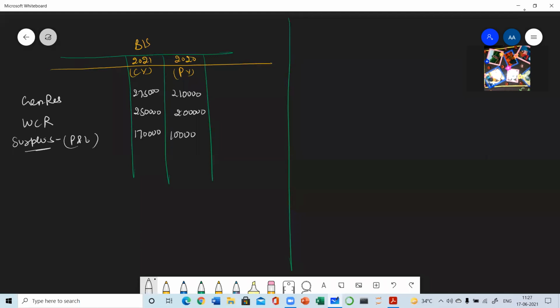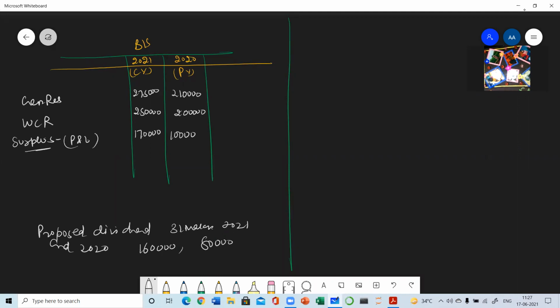Now few more figures are given. In the adjustment, it is given that proposed dividend on 31st March 2021 and 2020 are rupees 1,60,000 and 80,000. These are the two proposed dividends given here. And I told you in the formula which year proposed dividend you need to consider.